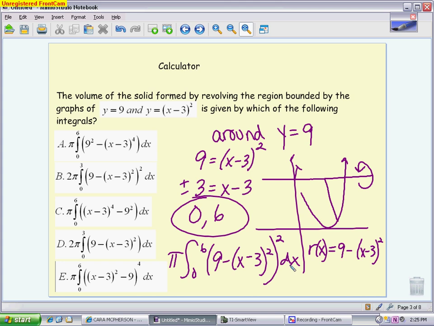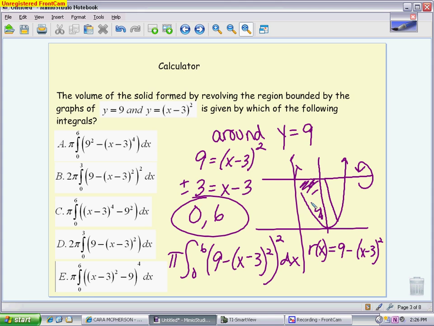So my next thought was, I have symmetry, and I don't always use it, but in this case, if you do use it, we actually could split this up from 0 to 3 or from 3 to 6 and double it. And that's actually what happened here.